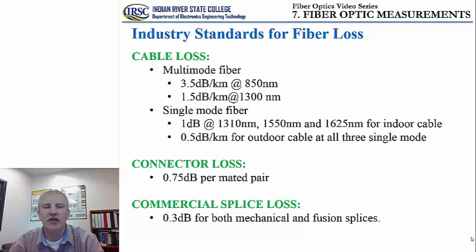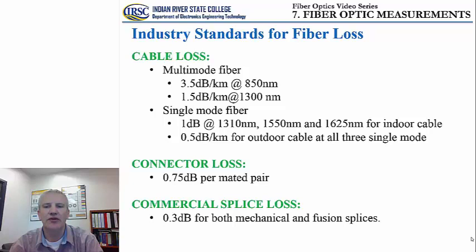If we are considering a single mode fiber, we have already learned that single mode fiber has a higher quality, and the fact that you are propagating one single mode would result in a lower loss along that type of optical fiber. So for a single mode fiber, we are dealing with about 1 dB of loss per kilometer at operational wavelengths of 1310, 1550, and 1625 nanometers in the case of an indoor cable, or 0.5 dB per kilometer for an outdoor cable.